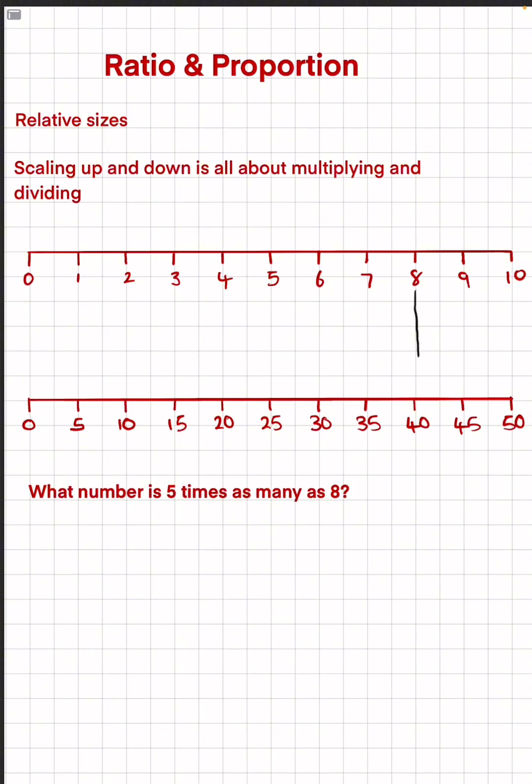If we draw a line down, the number we land on is 40. So the answer to this question is 40.